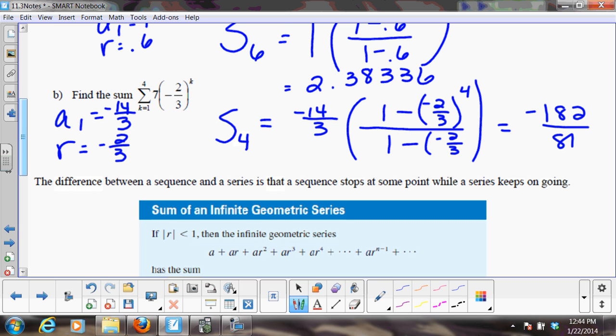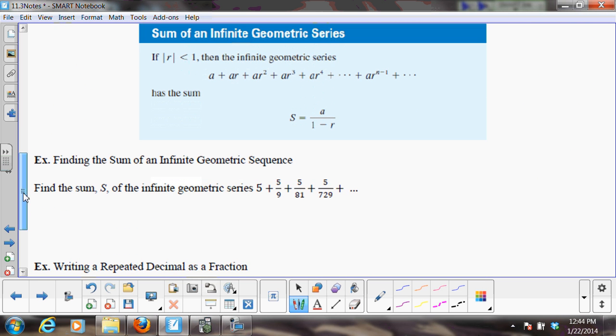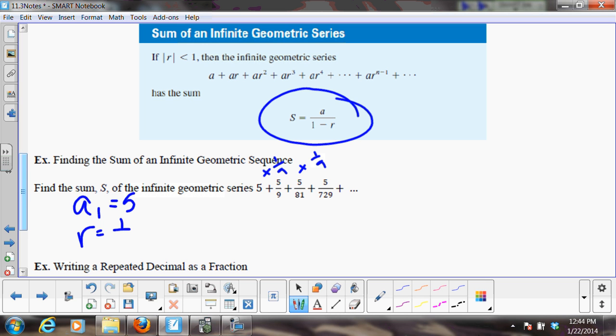The difference between a sequence and a series is that a sequence stops, but a series keeps on going. So sum of an infinite series, this is the formula here. So if this sequence is going on, to get from 5 to 5/9, you times it by 1/9. To go from 5/9 to 5 over 81, you still times by 1/9. So our r is 1/9. Our first term is 5. 5 over 1 minus 1/9 comes out to be 45/8.